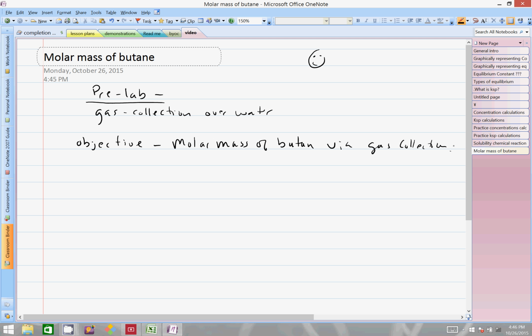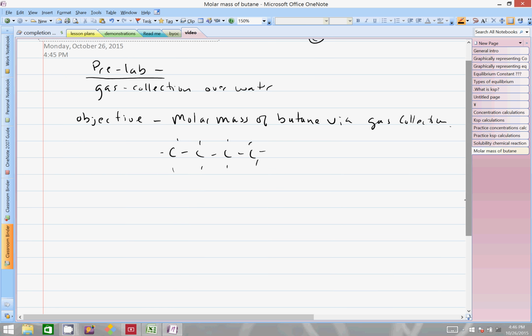Now, butane is not a mystery substance. It is a carbon, carbon, carbon, carbon, and all hydrogens. So at this point, you should be able to determine the molar mass of butane theoretically. So this is not a big mystery type lab. You should know what your answer is supposed to be. You just need to add up all the pieces and calculate your molar mass.